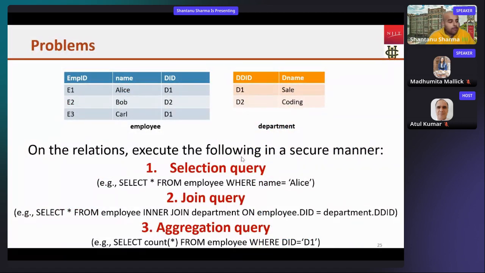On these types of data, either secret sharing, SGX based, or encrypted data, our focus is how we can execute simple database queries that we execute over clear text, such as selection: I want to fetch all the rows where name is Alice; or join queries: join these two tables where the department IDs in these two tables are identical; or aggregate queries: count the number of employees working in the D1 department or D2 department. These types of queries are the major focus.